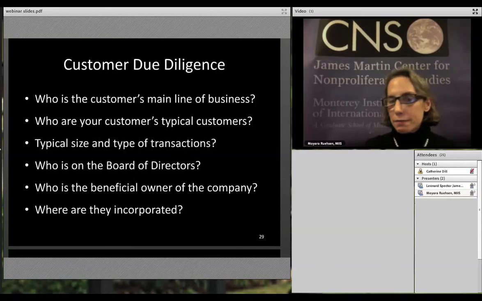Whether you're working in the financial sector compliance field or your company sells dual-use items, a lot of the things I've talked about so far fall under standard customer due diligence protocols. At a minimum, you want to know who your customer is, what their main line of business is, who their typical customers are, and what the typical size and types of transactions they conduct are. Have they been consistently shipping oil to East Asia for the past 5 years and suddenly now they're shipping computers or wheat or sugar? Who's on their board of directors? Who is the beneficial owner of the company? Where and when were they incorporated? Those are the kinds of questions that we need to be asking new business customers. And this is for financial institutions as well as manufacturers. It's impossible to engage in risk mitigation unless you have adequate intelligence on your potential customers.